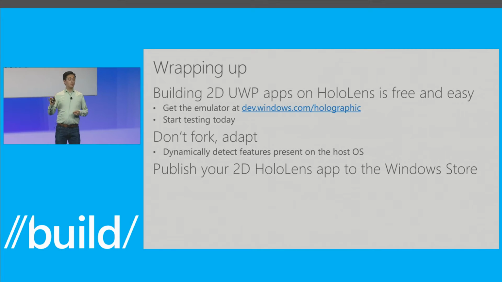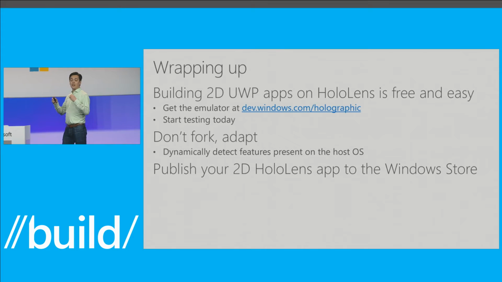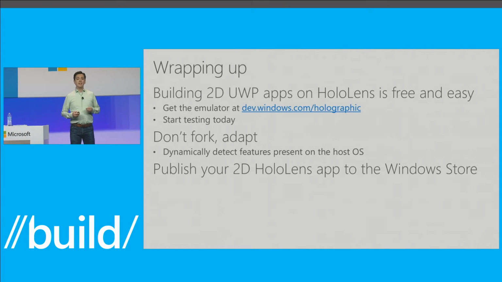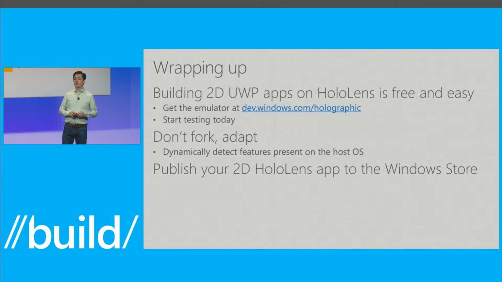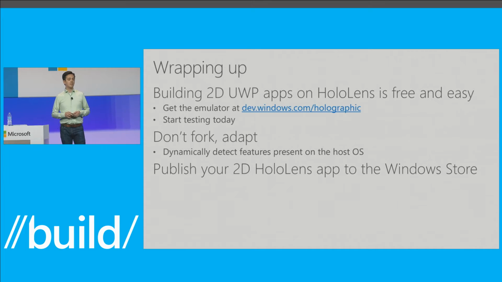Now, building two-dimensional apps and bringing existing two-dimensional apps to HoloLens is free and really easy. So you can get the emulator at dev.windows.com/holographic. You can download it today. It's incredibly easy to use, and you can begin testing your app and sending it out to the Windows Store before you've even received your HoloLens.